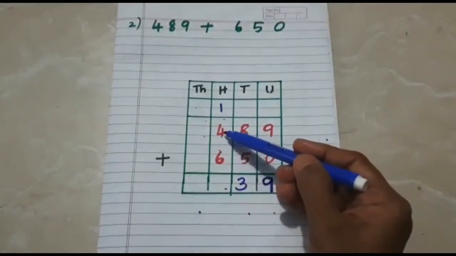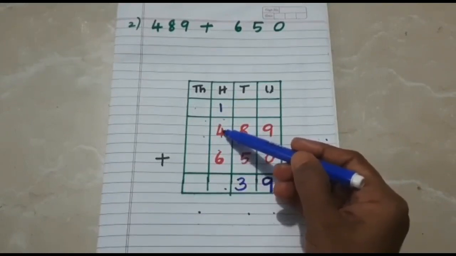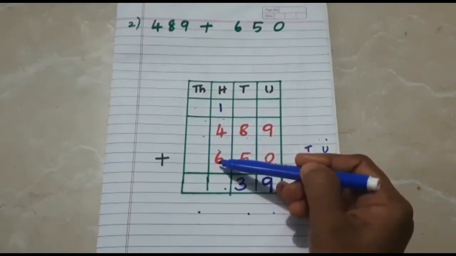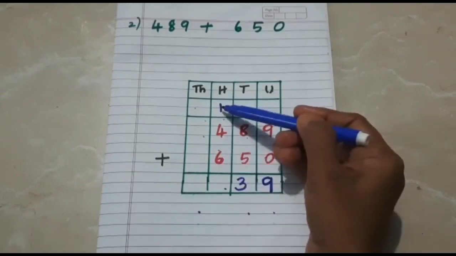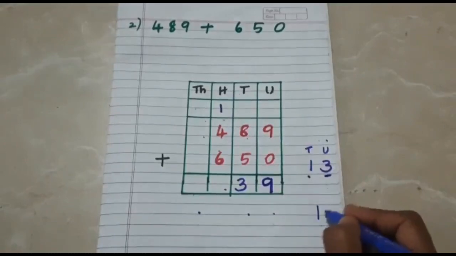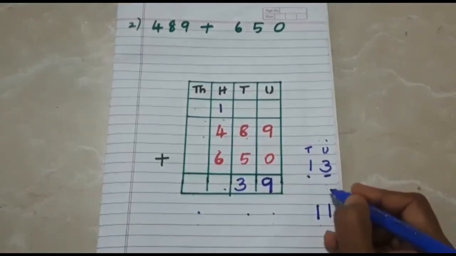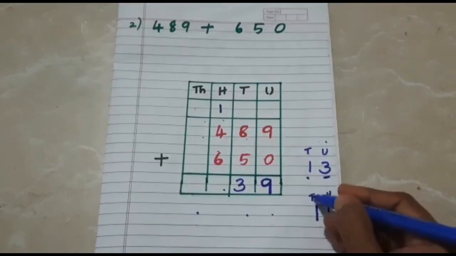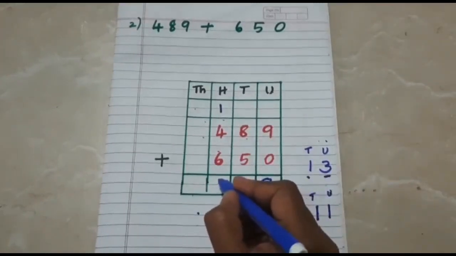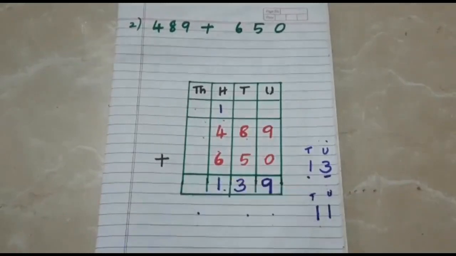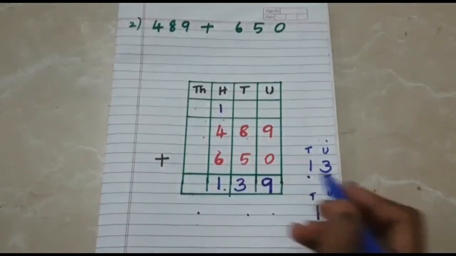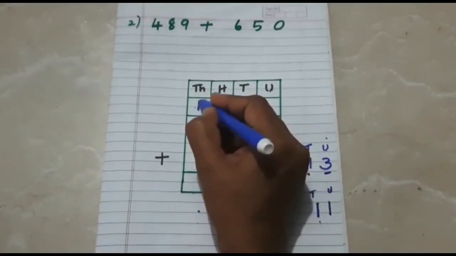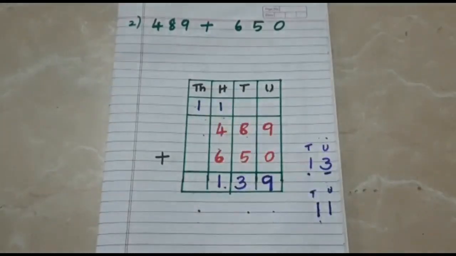Next we have to start the addition in the hundreds place. 4 plus 6 is how much, children? It is 10. Then 10 plus 1 is 11. In this 11, again this one stands for units, this one stands for tens. So we will write the number which is in the units place and the number in the tens place we are going to carry to the thousands place.